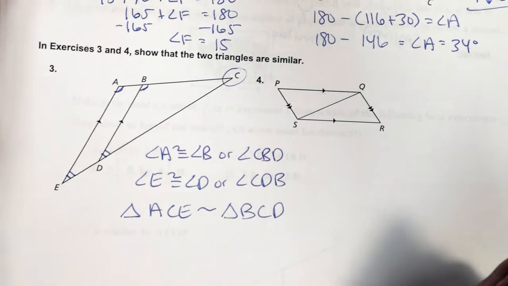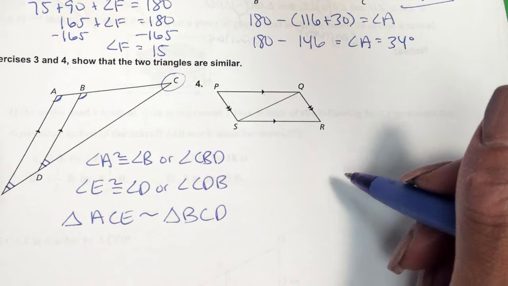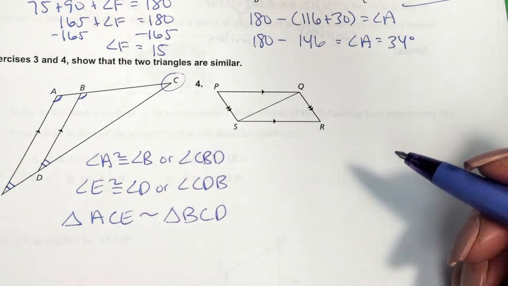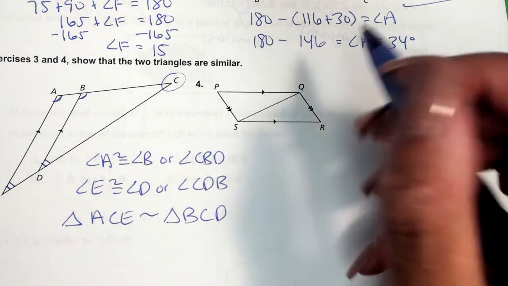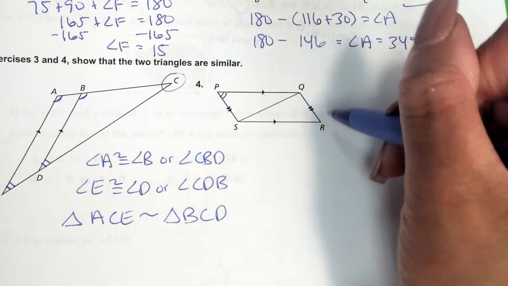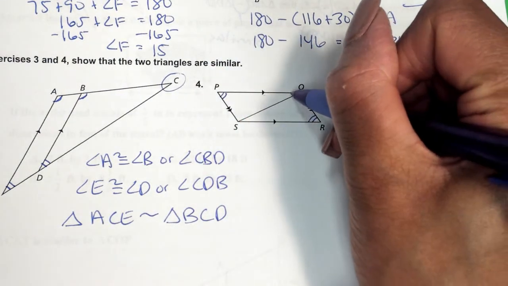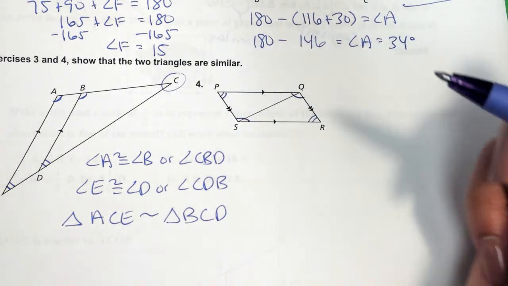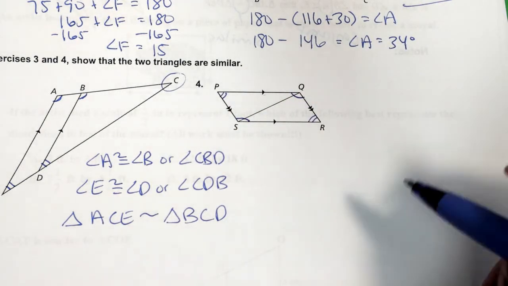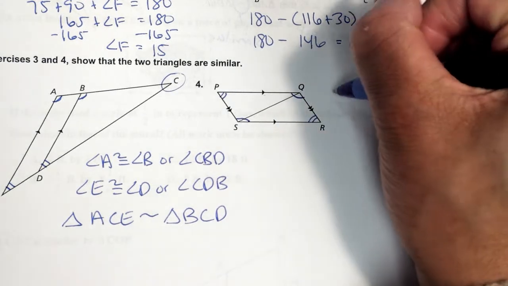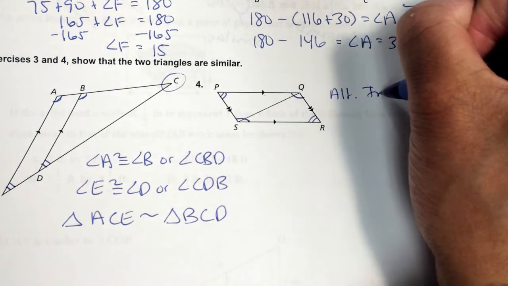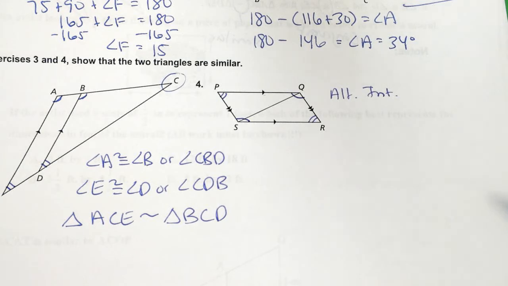Alright, so number 4 is a recap of what we did on our last unit, and this is a parallelogram. If we know about parallelograms, opposite sides are congruent, opposite angles are congruent, and we're also going to break up alternate interiors. So remember that alternate interior angles are going to come back up in this one as well.